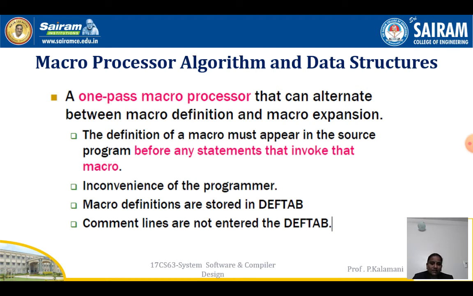For macro definitions, three data structures are used: the definition table or def table, the argument table or arg table, and the parameter table. The macro definitions are stored in the def table. Comment lines are not stored in the def table, only the definition will be stored.